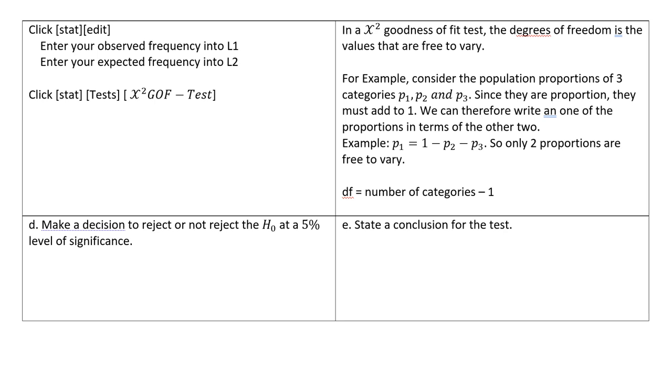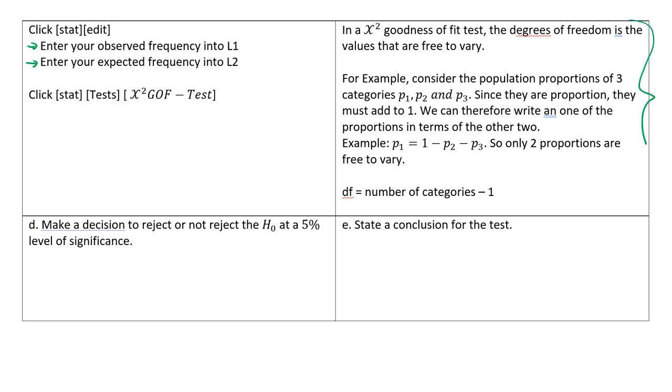So the first thing we're going to do is, once again, enter your data in list 1 and list 2. Your observed frequency is list 1, expected frequency is list 2. Once you have that in there, you're going to hit stat, test, then the chi-squared GOF test. Now there are two tests that look very similar. Make sure you're picking the one that says GOF. Okay? Now it's going to ask you for the degrees of freedom.